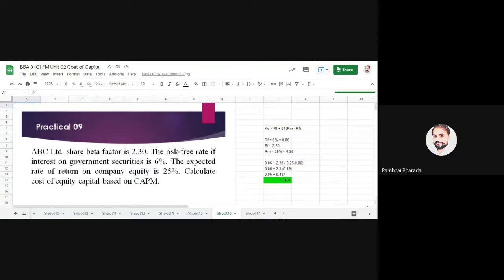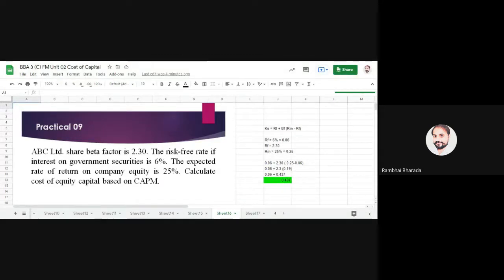If the theoretical question asks you to explain the methods to calculate the cost of equity capital, you need to mention that particular method. But in a practical question, we do not have any practical question. And number five is CAPM. CAPM stands for Capital Assets Pricing Model. When will this method be applicable? In the practical question, whenever there is a BF. BF means beta factor. So are we clear?